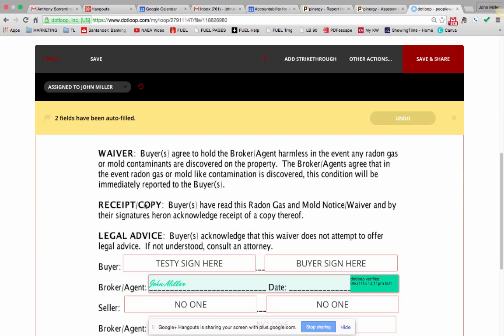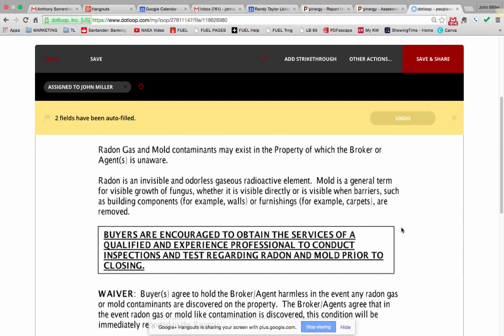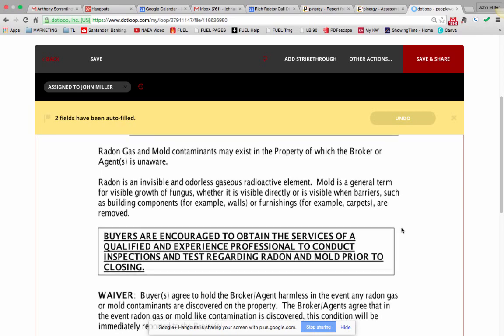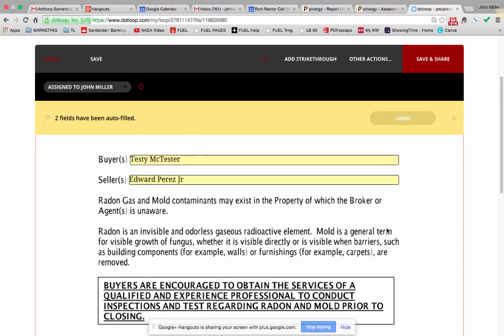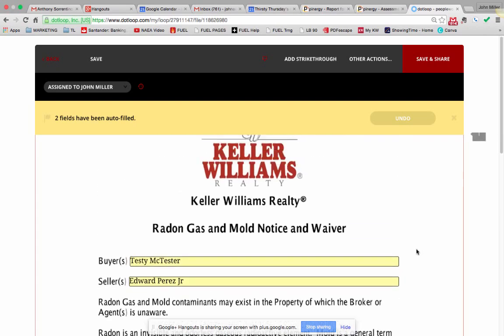Right. And so the receipt copy: the buyers have read this radon gas mold waiver, and their signatures here acknowledge receipt of the copy thereof. Legal advice: buyer acknowledges that this waiver does not attempt to offer legal advice. If not understood, consult an attorney. So basically we're covering our butts here and saying, listen, we're not mold and radon experts and we don't know if there is or not, and we're advising you to get an expert to find out about it, okay? That's what this form's about.